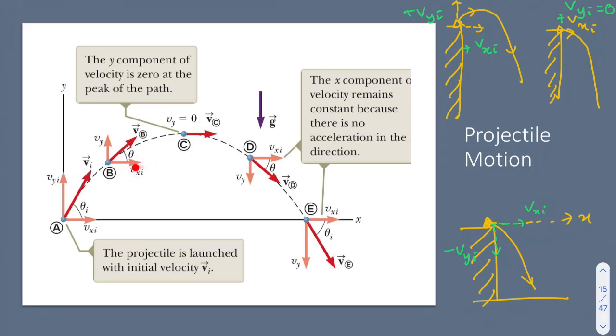Why is it still Vx initial? Okay, there are a few assumptions that need to be justified or used within projectile motion, a special case. First one, we consider the x component of the velocity remains constant because there is no acceleration in the x direction. Okay, why is it so? We consider there is no friction at all, no air friction.